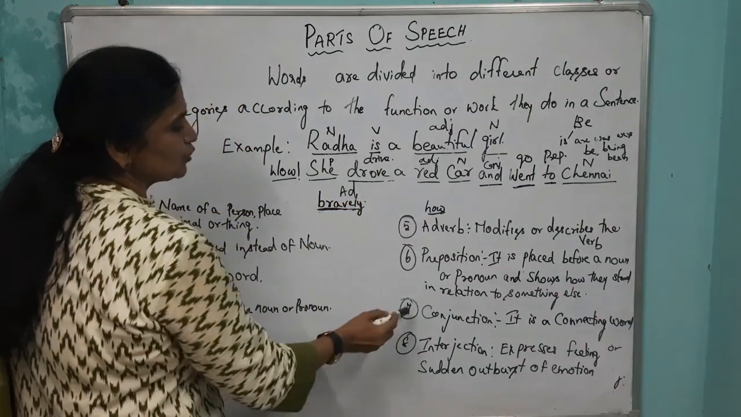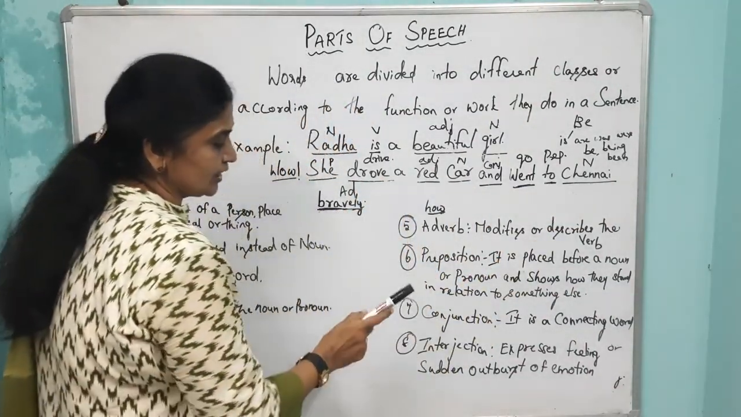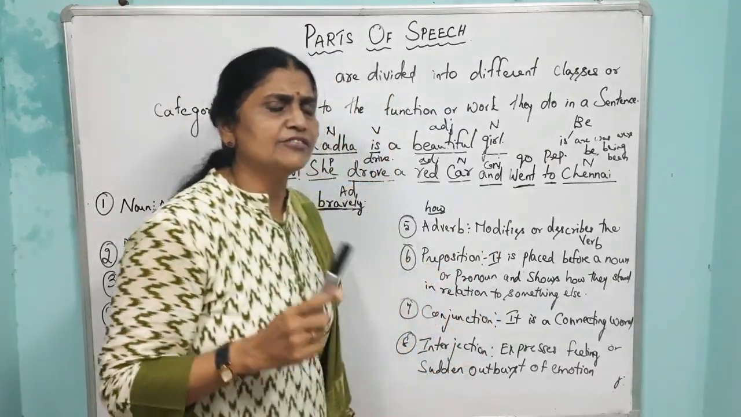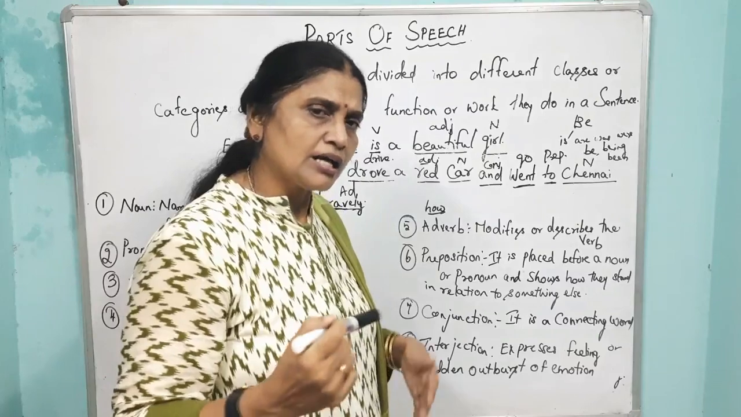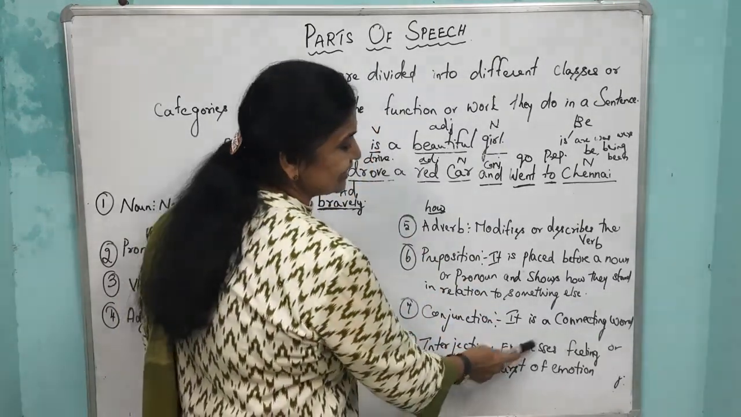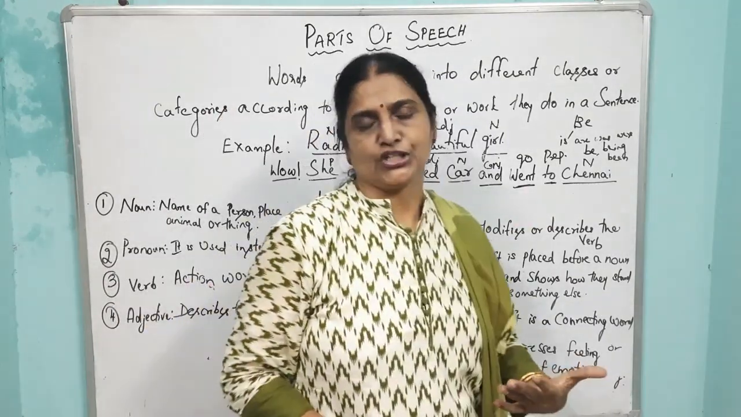So, this is how you use conjunction. It is a connecting word. Okay, the last one is interjection. Interjection, we usually use in writing, or sometimes we express it also. So what does interjection mean? It expresses a feeling or sudden outburst of emotion.